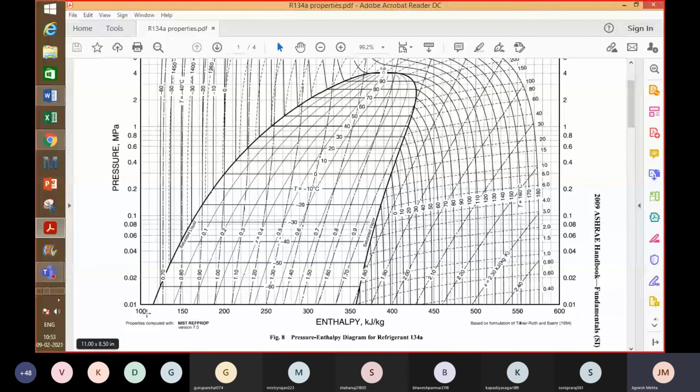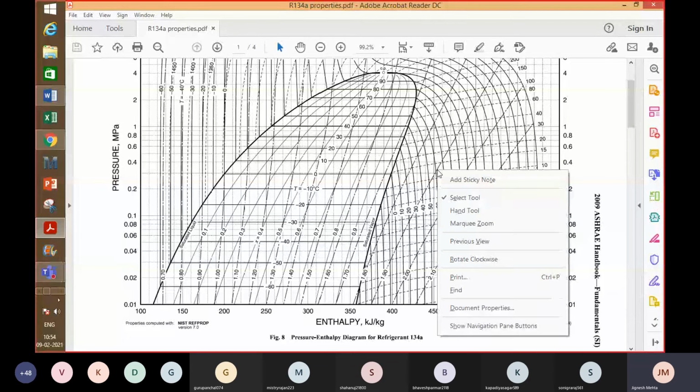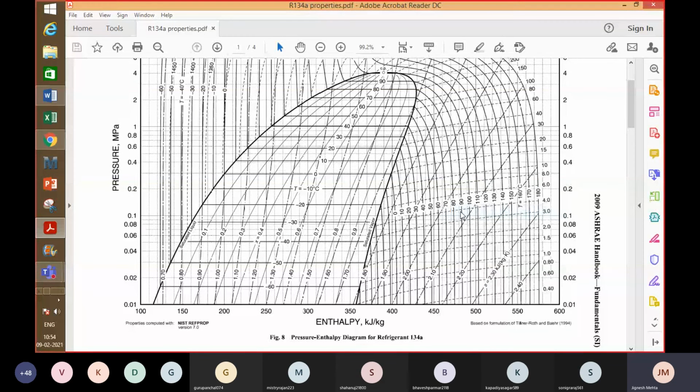So this is the saturation dome on the pH chart. This is pressure, enthalpy; pressure is given in megapascal, enthalpy in kilojoule per kg, and pressure is on a log scale. Here it is a linear scale for enthalpy, but log for pressure, so it's a semi-log chart. And this is the shape of the saturation dome. On the left hand side, you have the saturated liquid. Here you have liquid plus vapor, and on the right hand side, you have the superheated vapor, right?